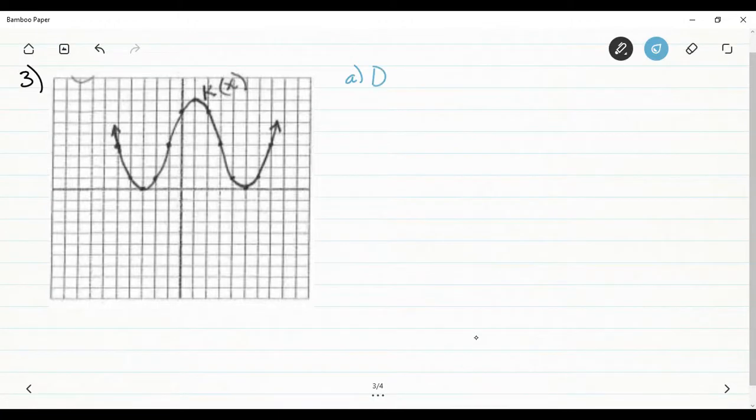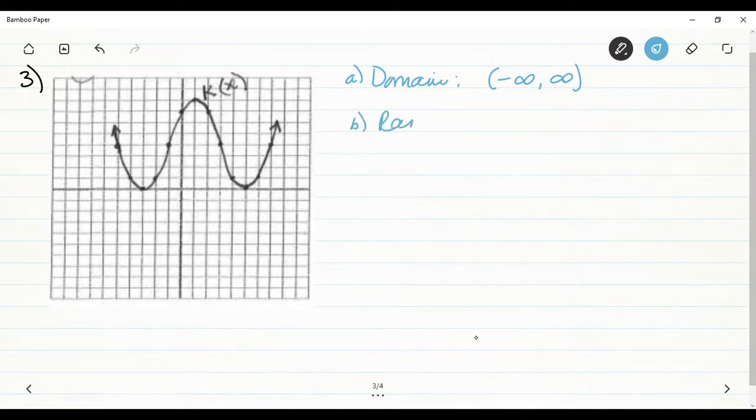Part A, looking at our domain of this function. Our domain, left to right, we see that this is opening up in both directions forever. So our domain in interval notation would be from -infinity to infinity.